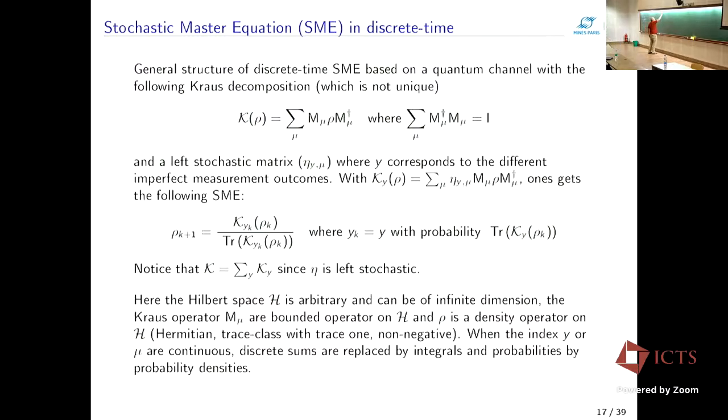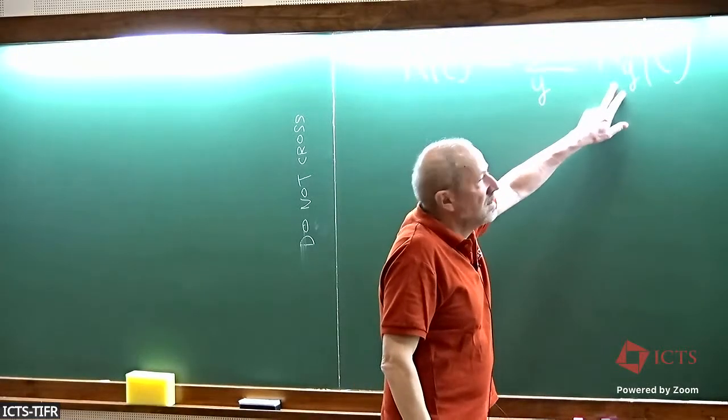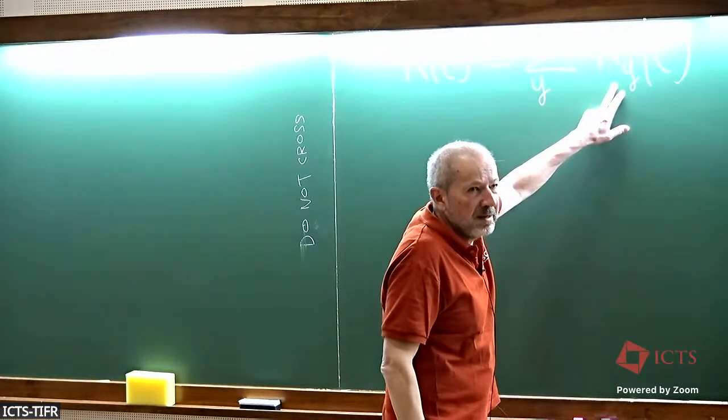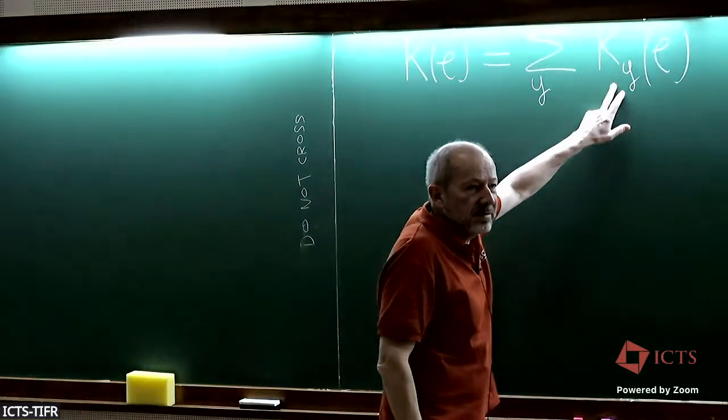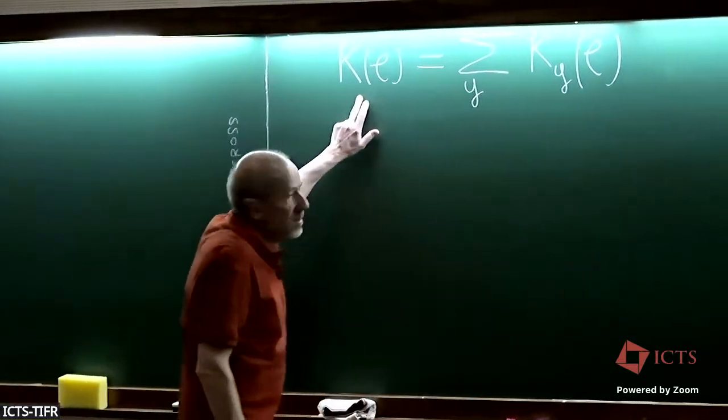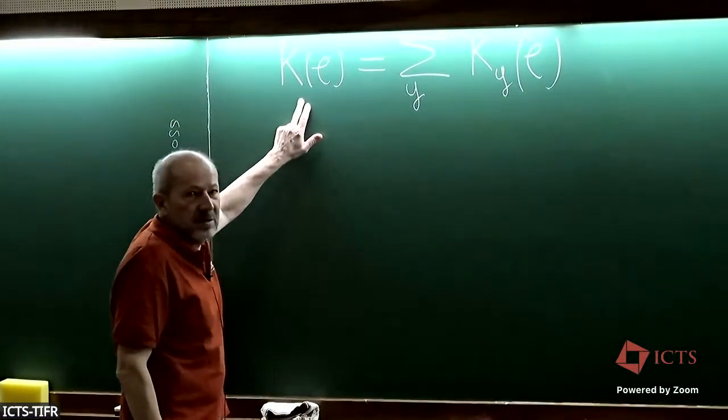That could be decomposed as this. Here, Y is the index of measurement outcome, where each of these is a CP map, so preserving the complete positivity, but not the trace. And this one is a quantum channel, so the trace is preserved too.